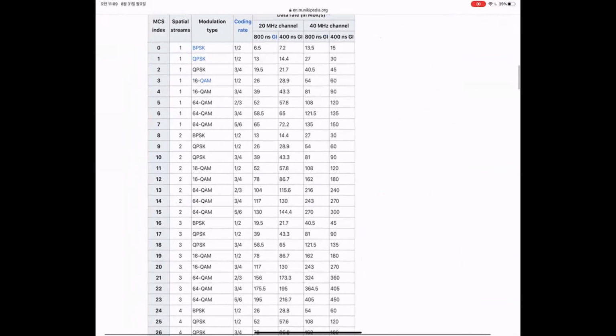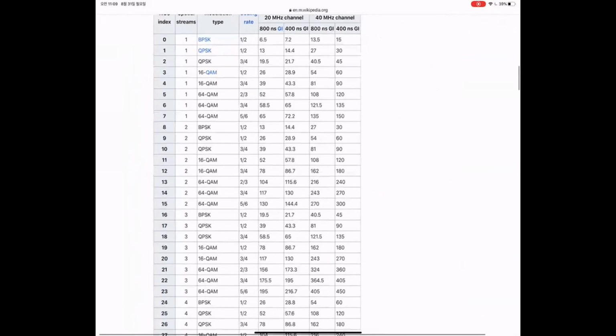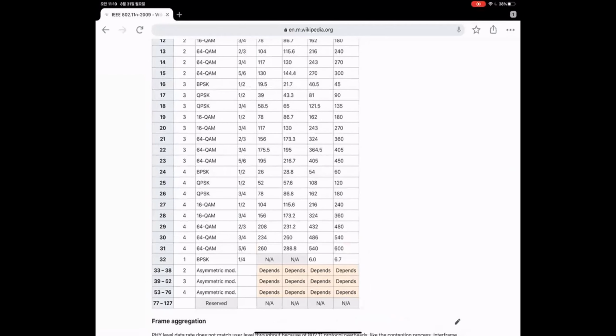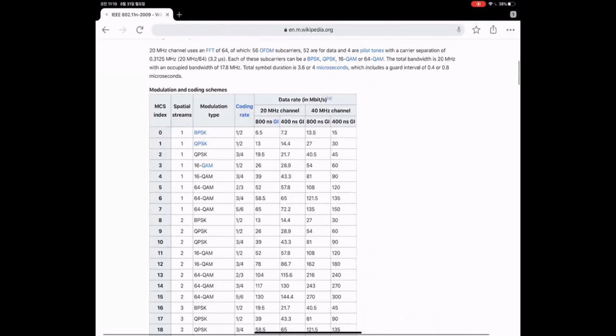So, modulation type: BPSK. We know what BPSK is, we just talked about it, and QPSK. We know what those are. And QAM and DPSK, QPSK. As we go to more and more complex modulation, the network speed keeps increasing. Okay, so we are able to understand this column, modulation type.